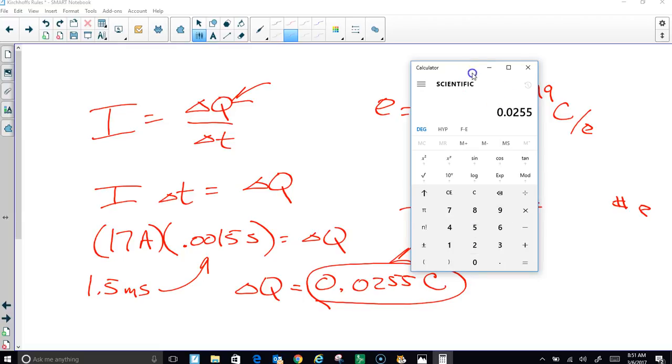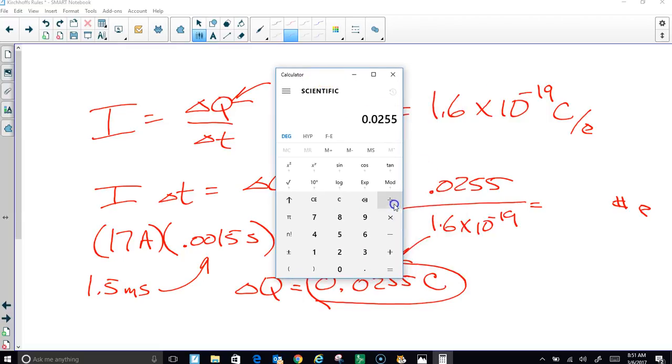0.0255. Is that correct? Yes. Divided by 1.6 times 10 to the negative 19. Equals. Yeah, thank you for making me count all that out.